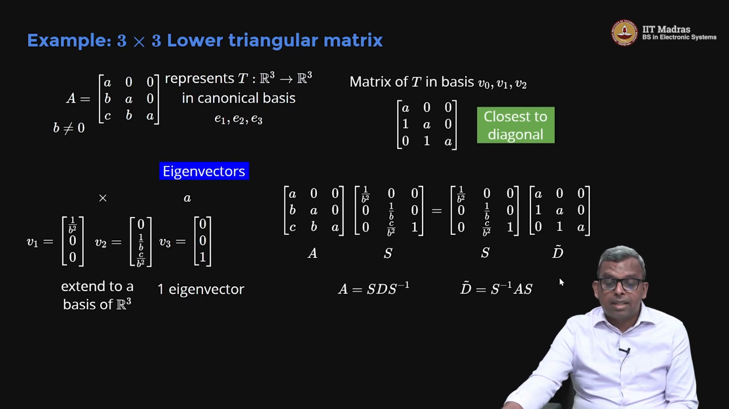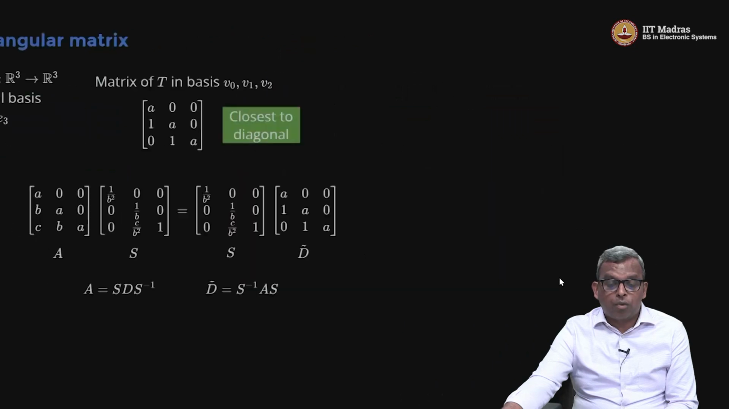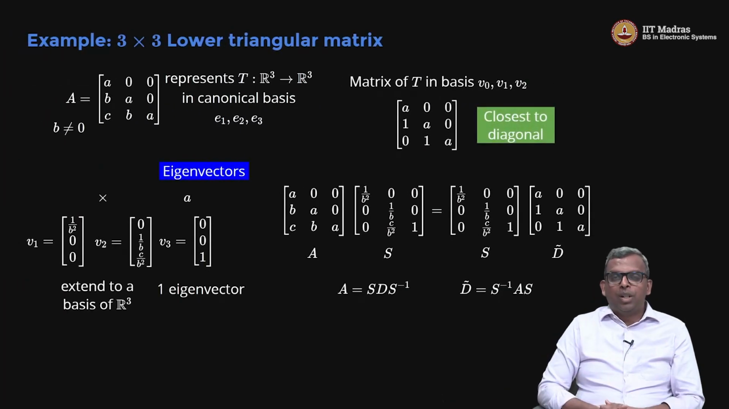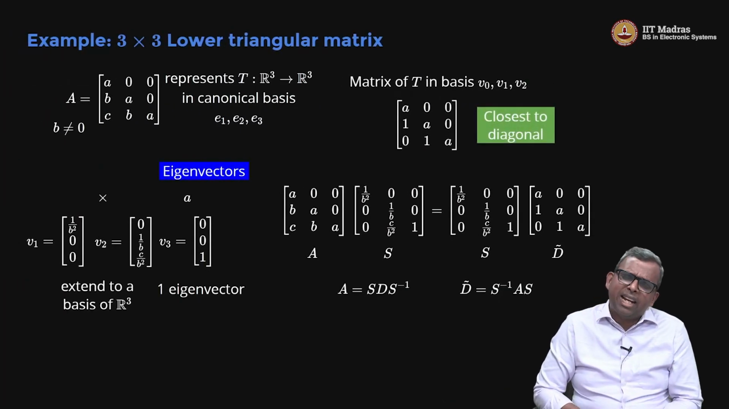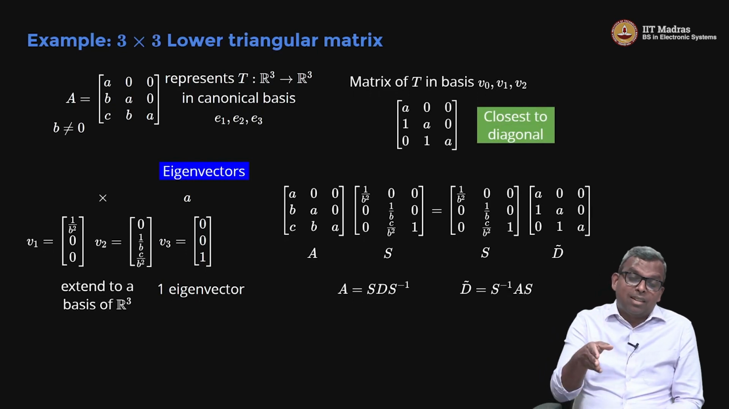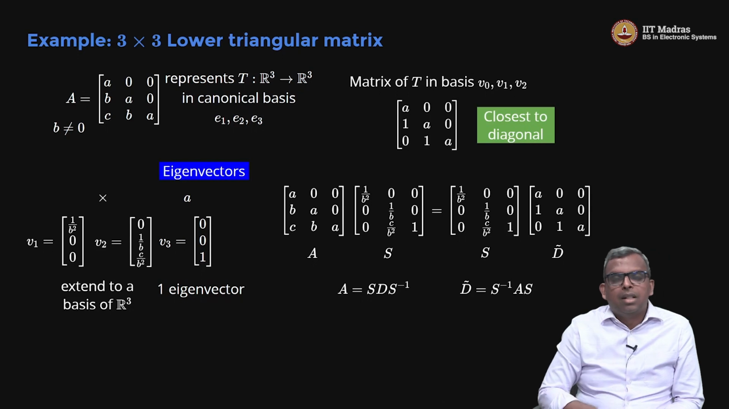Hopefully this conveyed to you what to do if you cannot diagonalize. If you can diagonalize, it's great. If you cannot diagonalize, you can always, in fact this is true, get to a closest representation to the diagonal.